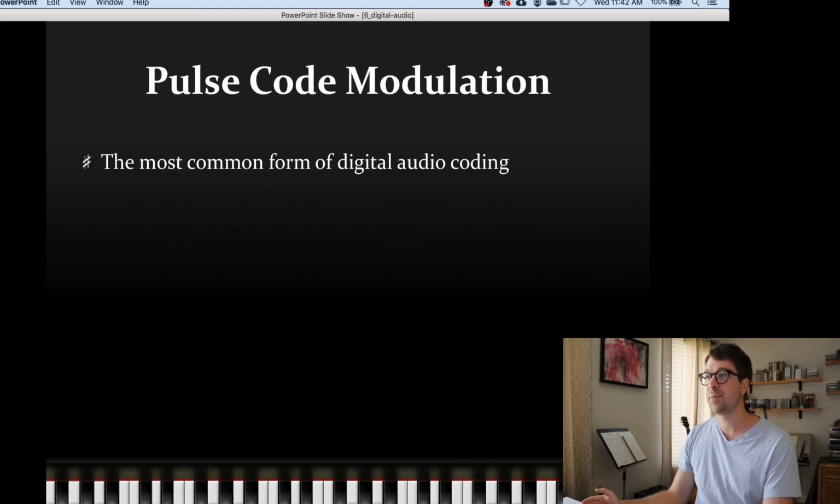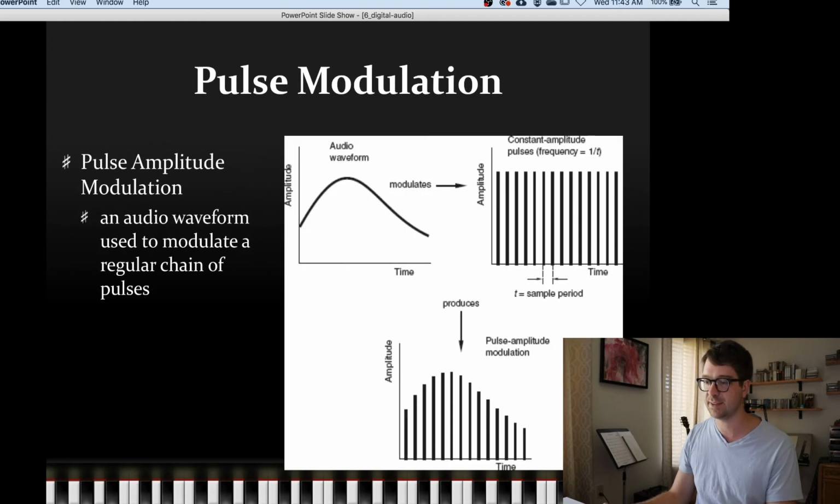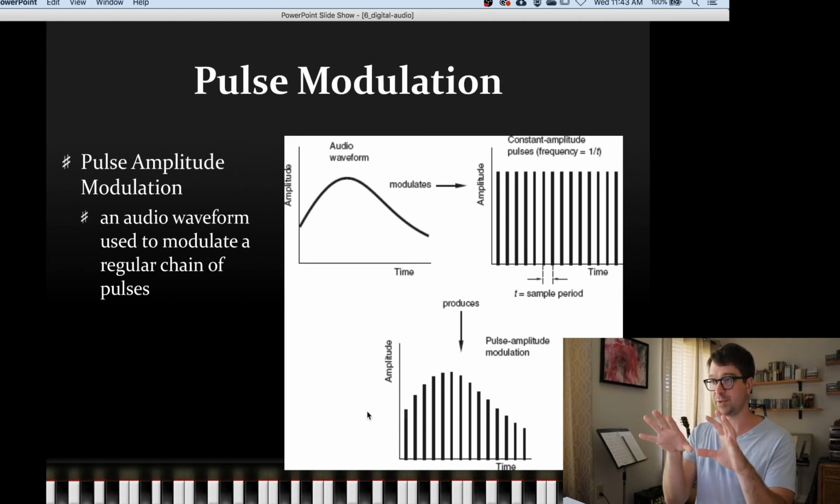The most common form of digital audio encoding, this whole process of sampling, is called pulse code modulation. So the way a computer actually does this is it takes the original sound wave and periodically puts out a pulse, and then that pulse gets changed or modulated by the wave. So now our pulses are all shaped by the amplitude of the wave. This image right here is called pulse amplitude modulation.